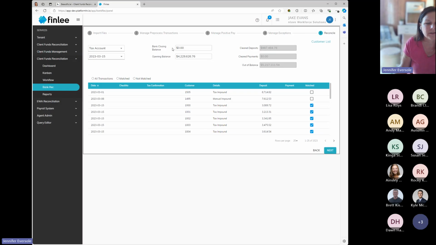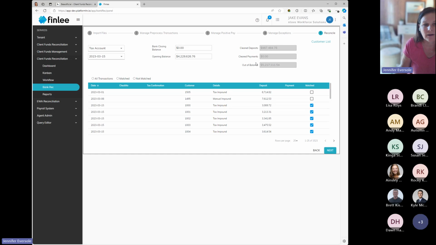So I'll flip over here to Finlee, and I'm on the reconciliation screen, and I've pulled up my current reconciliation. I've got an old date in here, but my bank closing balance, as you all know, starts with 0. You have to type that in. The reason for that is you need to be looking at the bank website or report or your BAI file or whatever it is to show you what that ending balance is.